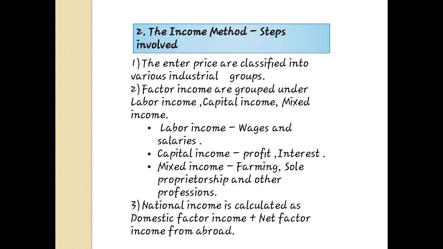National income is calculated as domestic factor income plus net factor income from abroad. The equation is Y equals W plus R plus I plus pi plus (X minus M). Here, X minus M, I already told you, is exports minus imports. This method is adopted for estimating the remaining sectors, namely small enterprises, banking, insurance, commerce and transport, domestic services, public authorities, house property and foreign sector transactions.